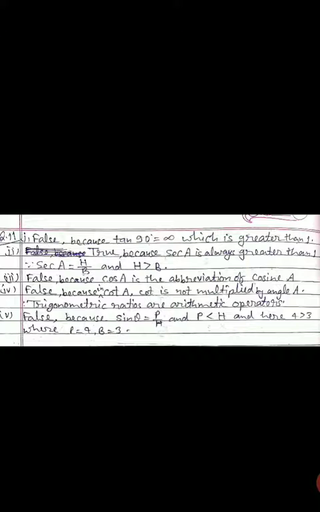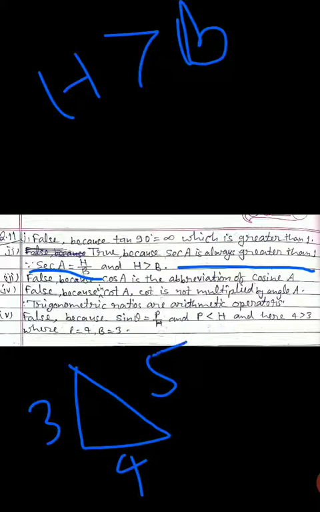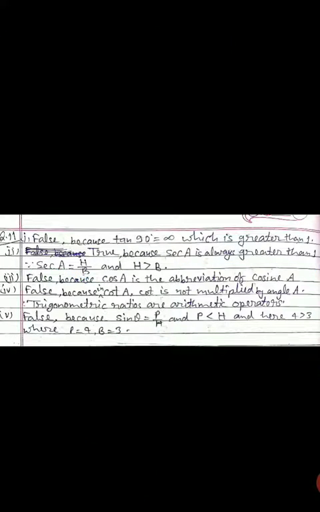Now the second part: sec A equals 12 upon 5 for some value of angle A. So it is true because sec A is always greater than 1. Why? Because sec A is h upon b, and the hypotenuse is greater than the base. For example, if we assume a right triangle 3, 4 and 5, and find sec A, h upon b, that is 5 upon 4, which is greater than 1, because the hypotenuse is always greater than the base. The hypotenuse is the longest side.